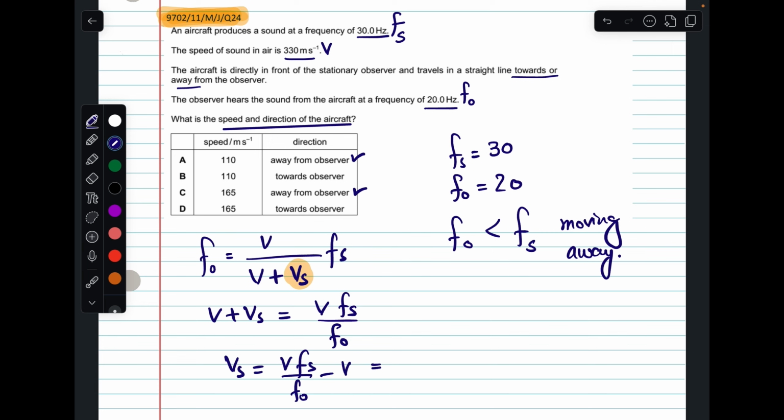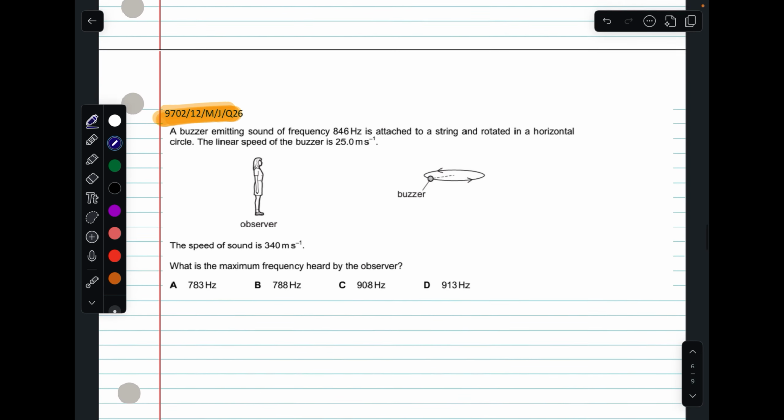Now you just have to put the values. We have 330 into 30 divided by 20, minus 330, and doing the calculation you will get 165 meters per second. So option C is correct. Okay, let's move forward to the next question.